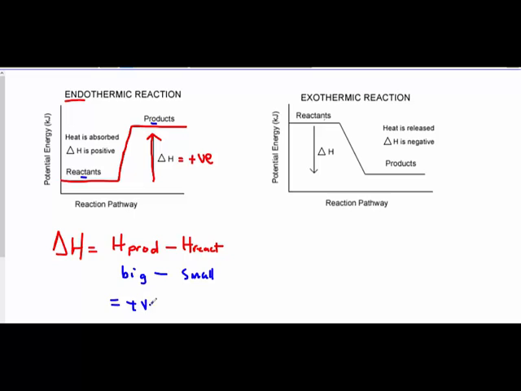Depending on how big this hill is, it might be a very small positive value, but nonetheless, it's going to be positive. It's not going to be negative because we are going up in enthalpy. It's an uphill process. In an exothermic reaction, the opposite is true. In an exothermic reaction, heat is exiting, or energy is exiting the system into the surroundings.